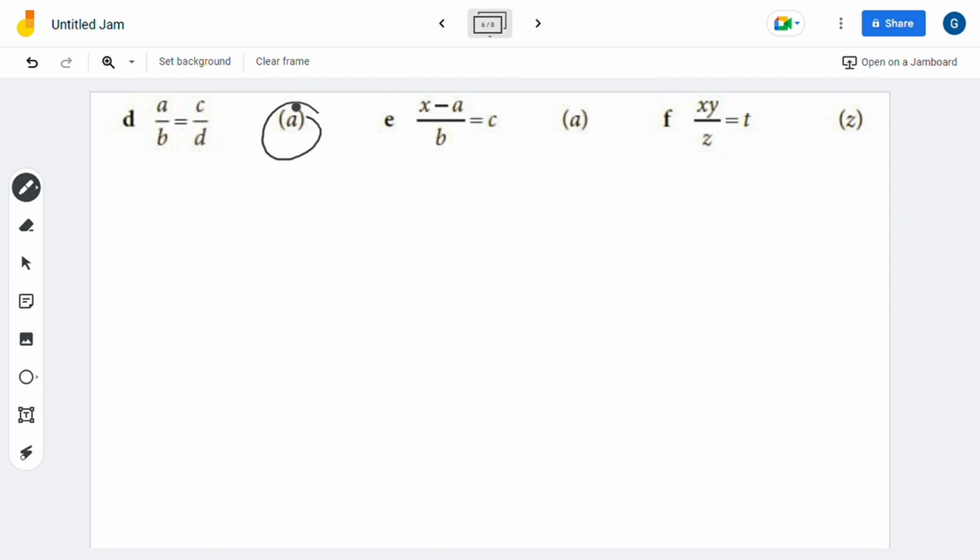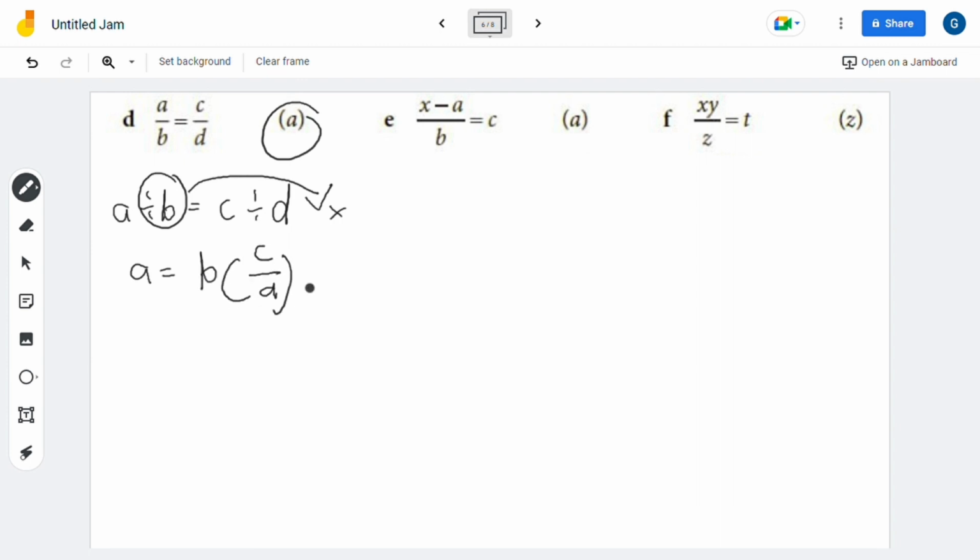This question here, it says that a over b equals c over d, and we need to make a the subject. Basically, a divide b equals c divide d. To make a the subject, we shift b over to the other side, which will become a times. So a will equal b times c over d.